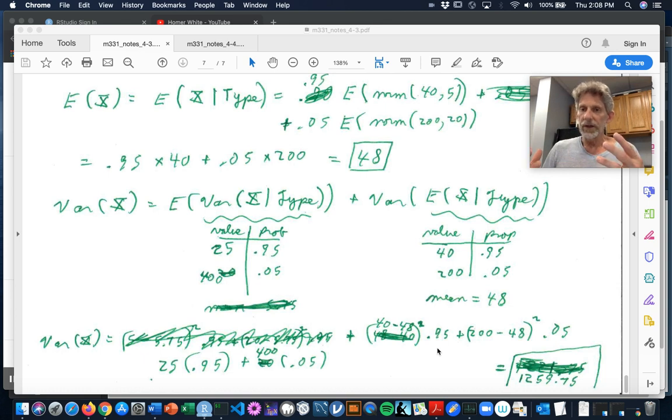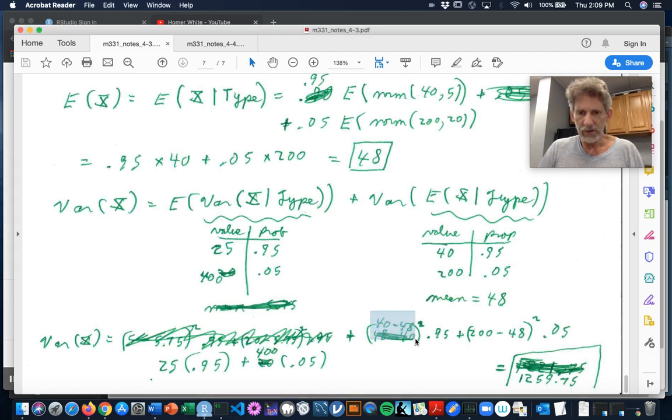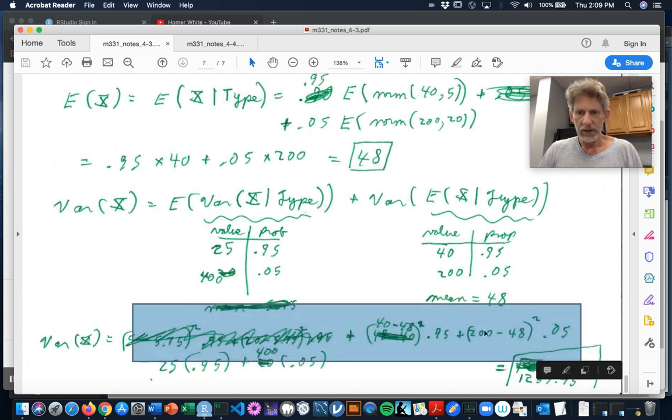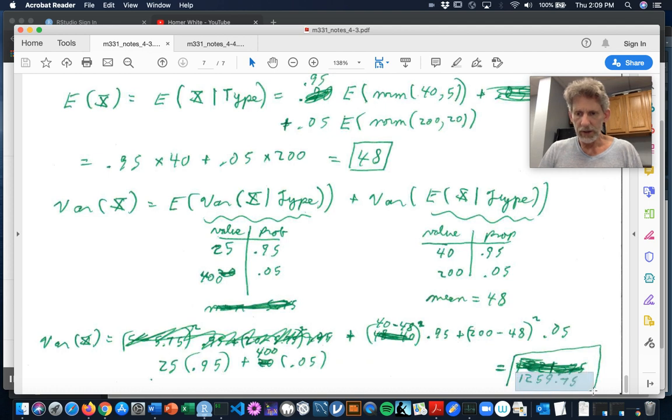I'll use the definition. We'll just use the straight definition of variance, which is the expected value of X minus its mean, squared. So I do the value minus the mean squared times the chance of the value, plus the next value minus the mean squared times the chance of that value, and I add up all that stuff. I did it with a calculator, and I got 1259.75. Which is not a terribly interesting number.